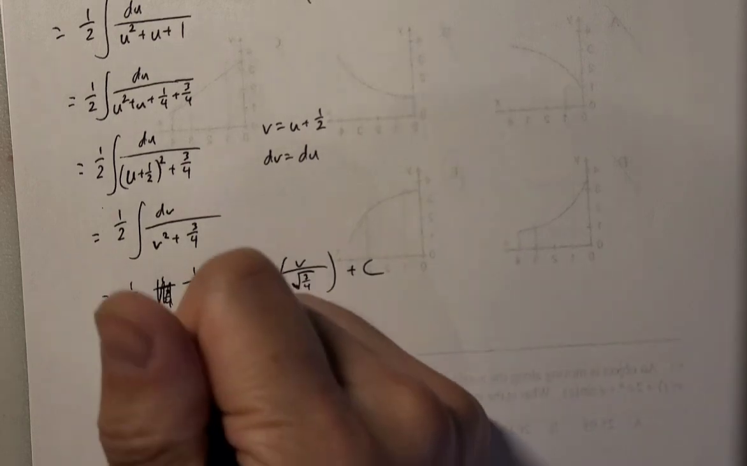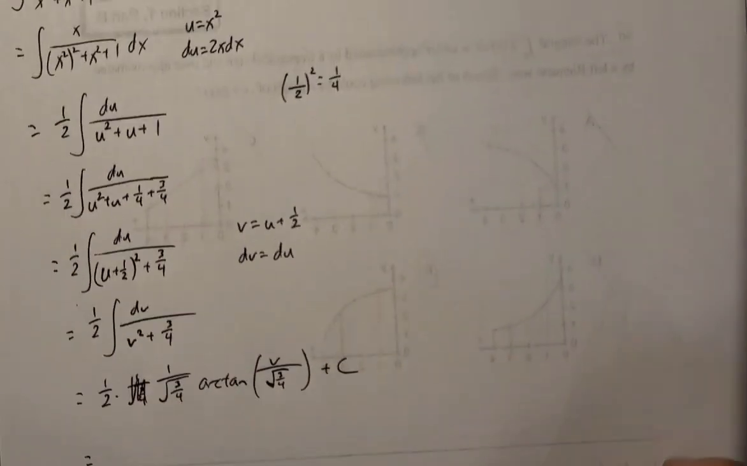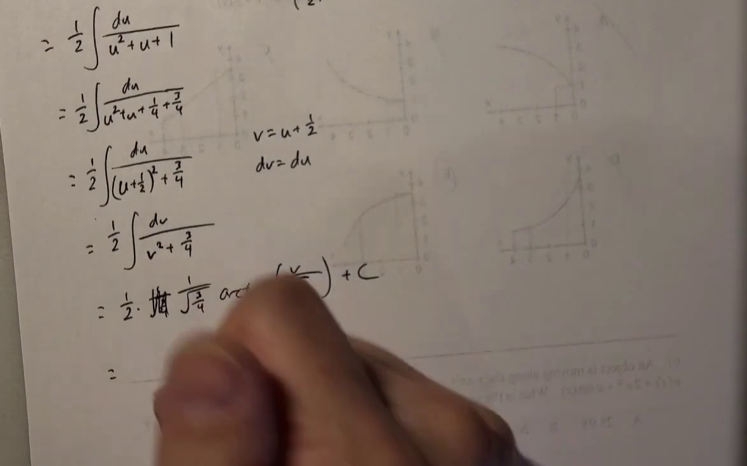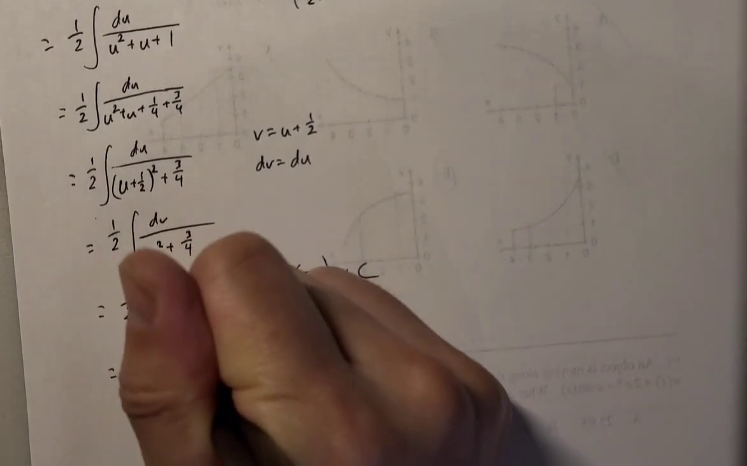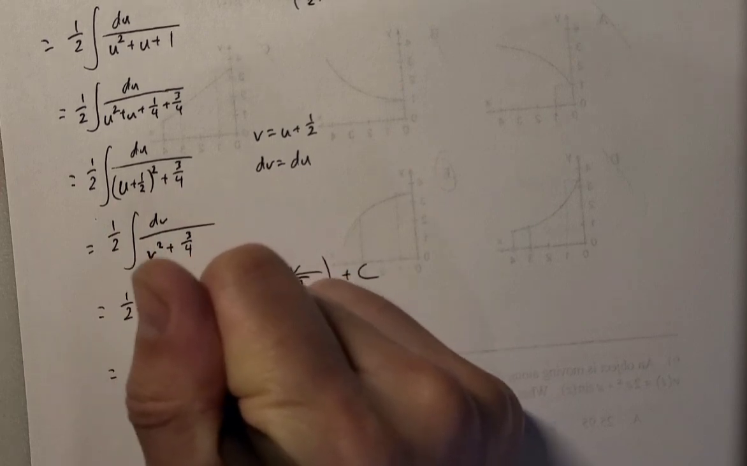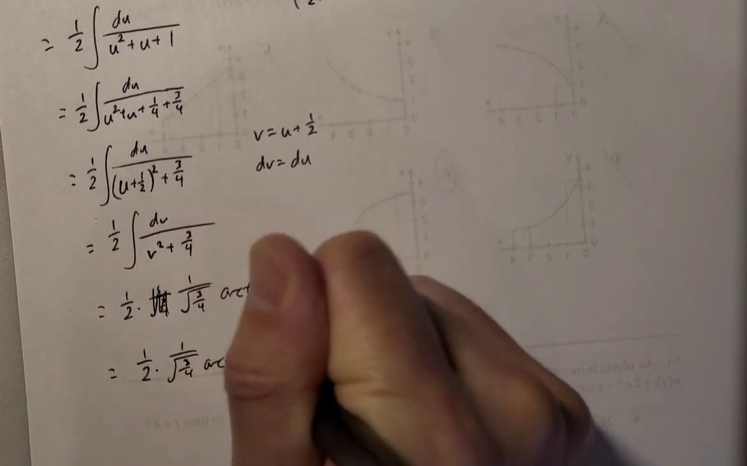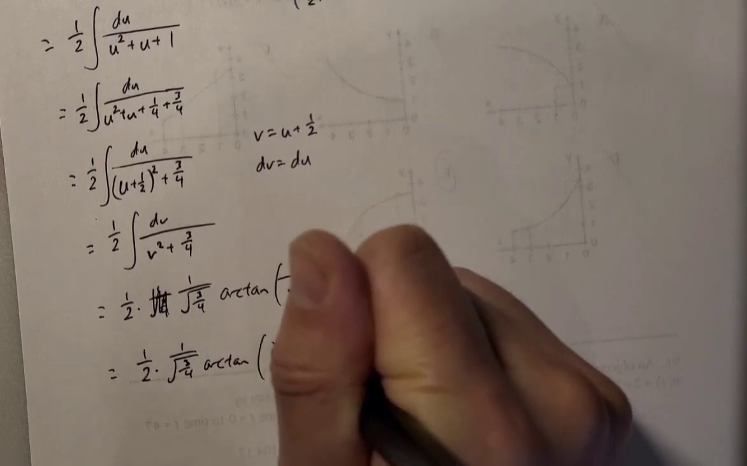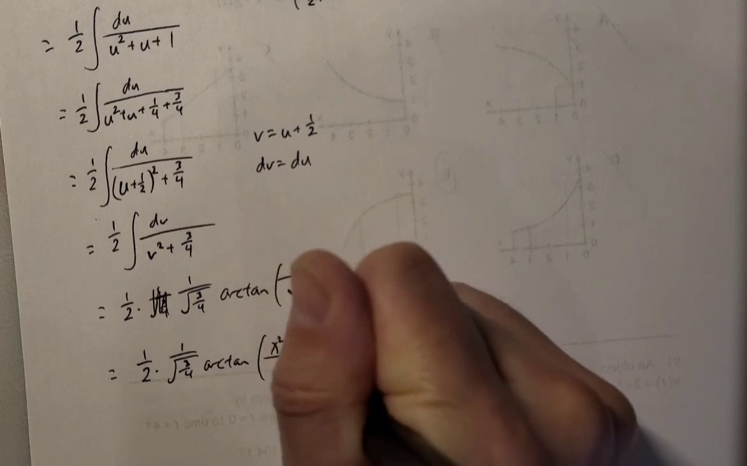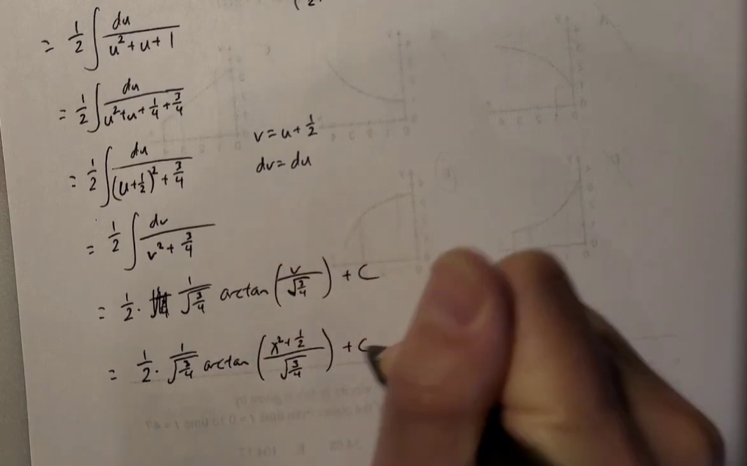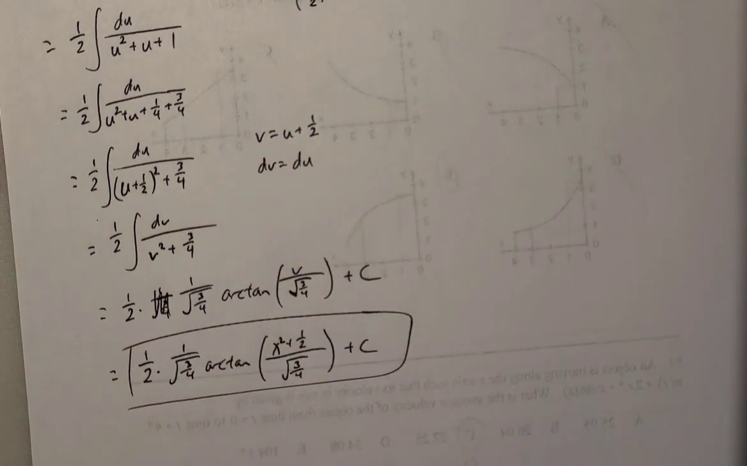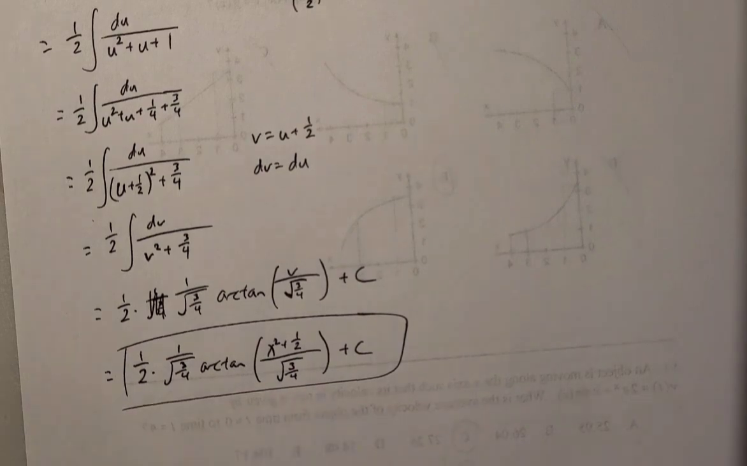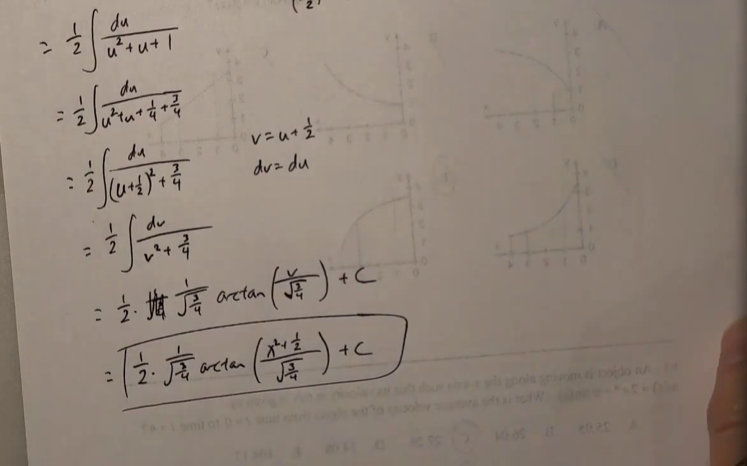I'm not going to simplify, but I need to back substitute. v is u plus a half, and u is x squared. So we back substitute: arctan of x squared plus half over square root of 3 over 4, plus c, and that's the answer I get. You can double check if this is correct for me. I did not, because I'm doing this live and I don't have the answers with me.